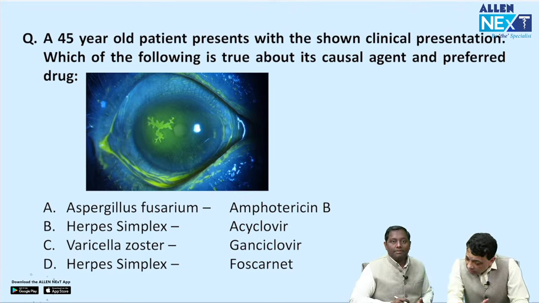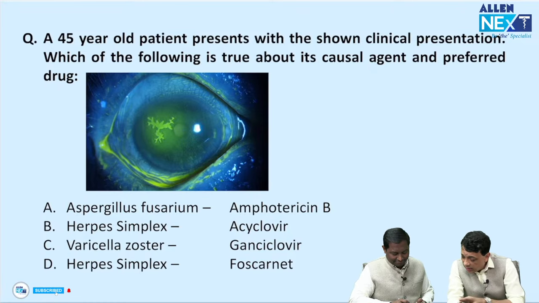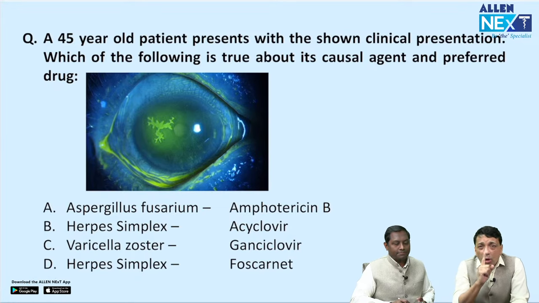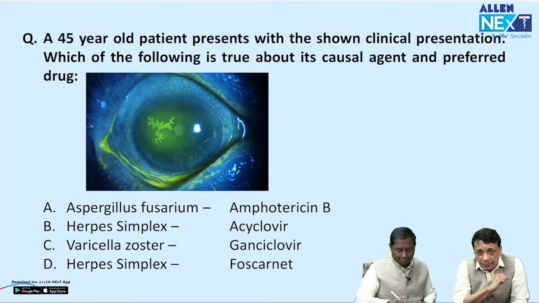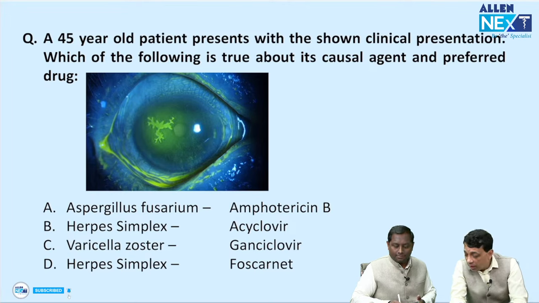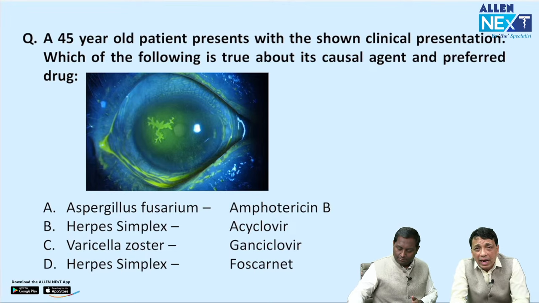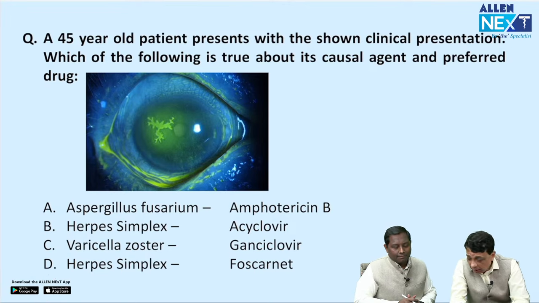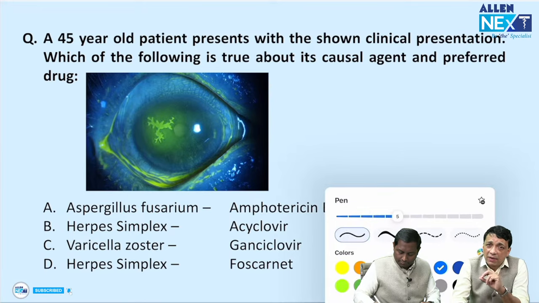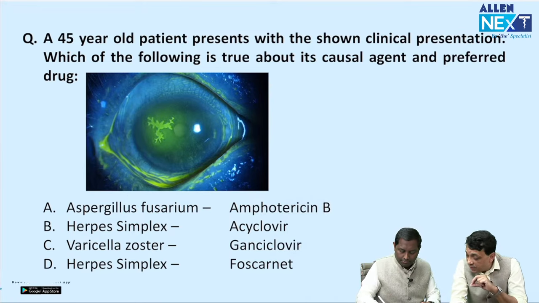Yes, the question is a 45-year-old patient presents with the shown clinical presentation. You see here this typical dendritic lesion. Remember that for a dendritic lesion, we have only one cause, and that's called true dendrites. How do I know it's a true dendrite? Because of the branching linear lesion, like the branches of a tree. This particular pattern, true dendrites, is only seen in herpes simplex virus. So the answer is HSV.